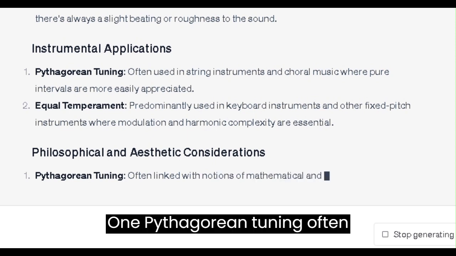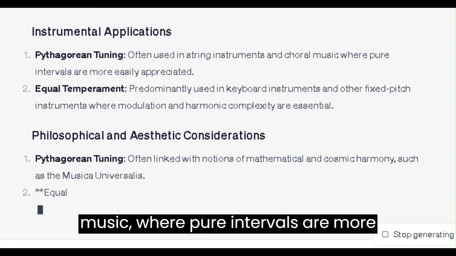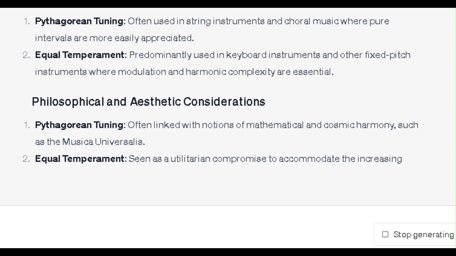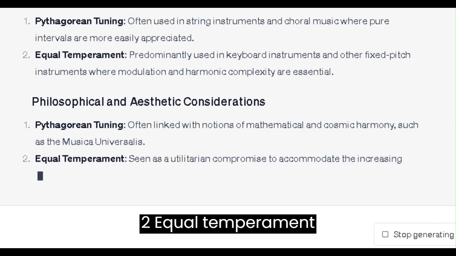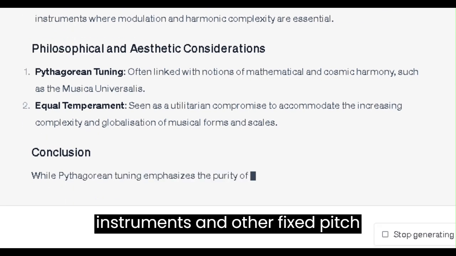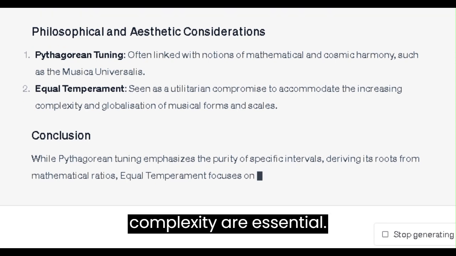Instrumental applications. 1. Pythagorean tuning, often used in string instruments and choral music where pure intervals are more easily appreciated. 2. Equal temperament, predominantly used in keyboard instruments and other fixed-pitch instruments where modulation and harmonic complexity are essential.